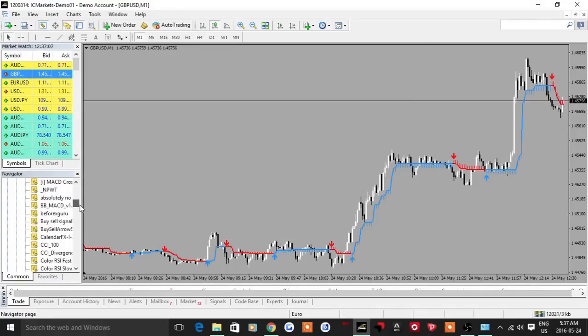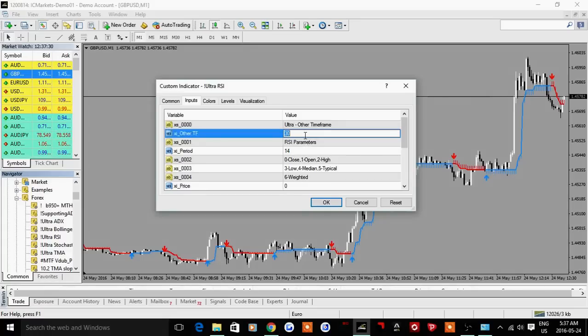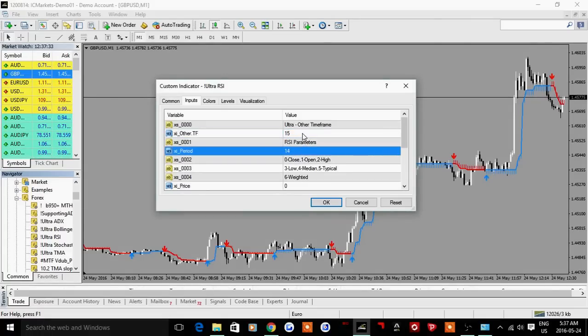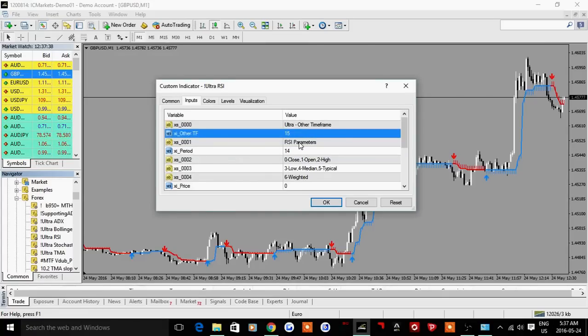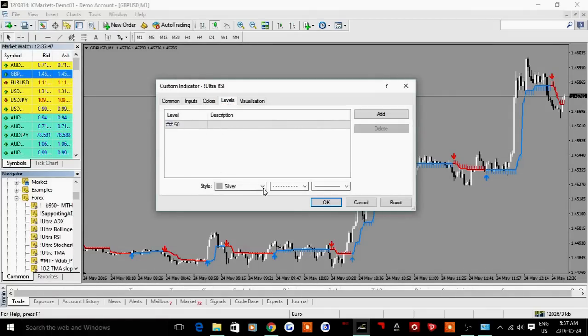Now the second indicator is called Ultra RSI. It is an RSI, but it's a multi-time frame RSI we will use. So what is a multi-time frame RSI? Basically, you are taking an indicator from a higher time frame and plotting it on a lower time frame. On this, I use a 15-minute RSI with period 5, and I put level 50. You may test other settings if they suit you.